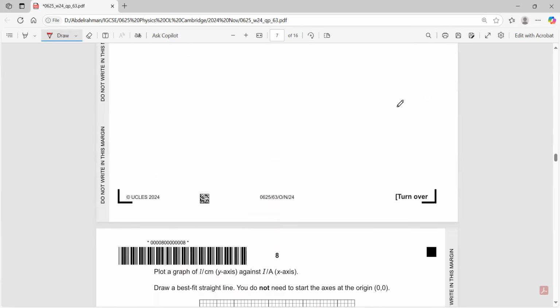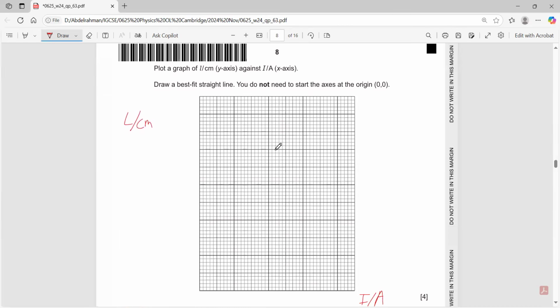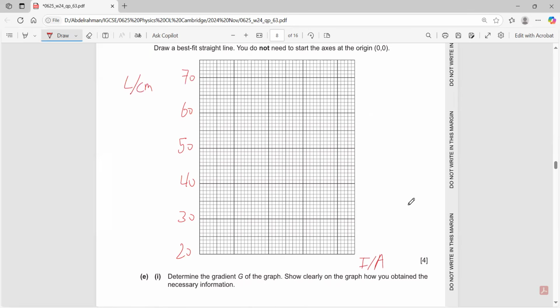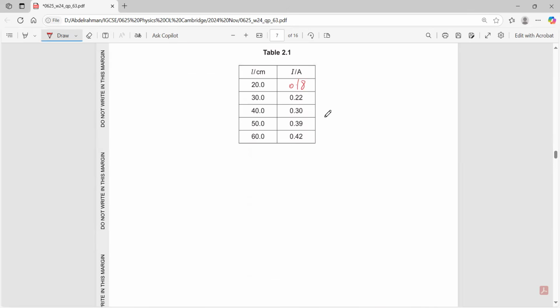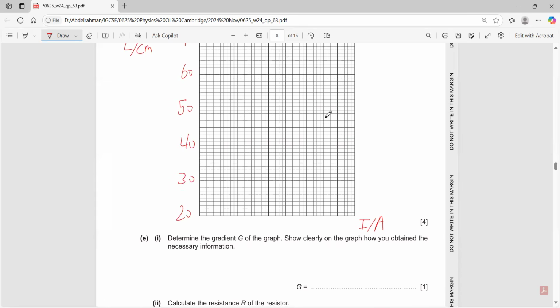Okay, so as for the length, 20, 30, 40, 50, 60. I guess we can write them down as they are. Or if you want to start with 10, it's okay. What about the current? It starts with 0.18 all the way to 0.42.